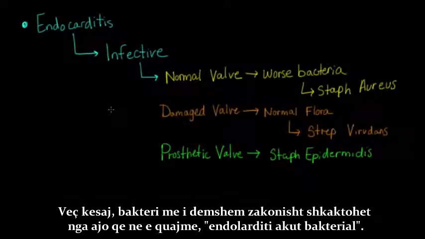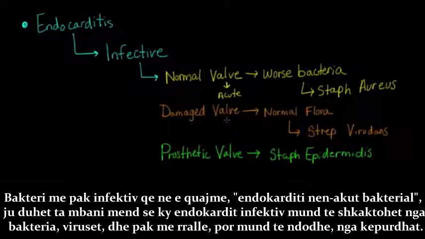In addition, the worst bacteria usually cause what we call acute bacterial endocarditis. The less virulent bacteria usually cause what we call subacute bacterial endocarditis. And you should just remember that this infective endocarditis can be caused by bacteria, viruses, and, a little bit more rare but can happen, fungi.